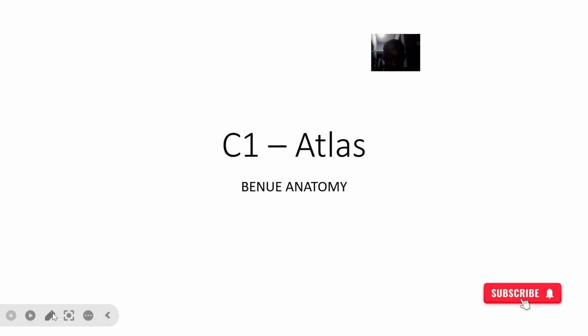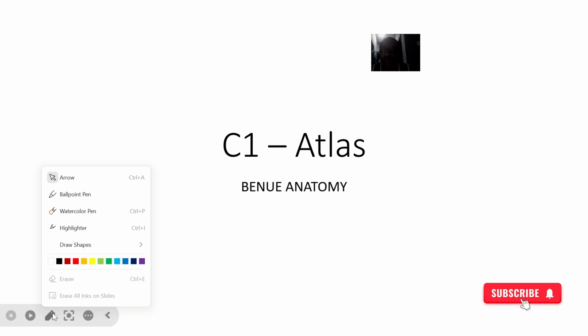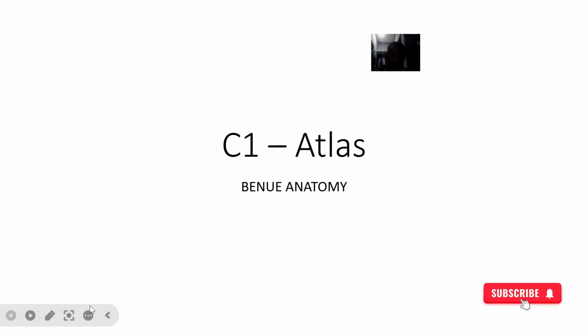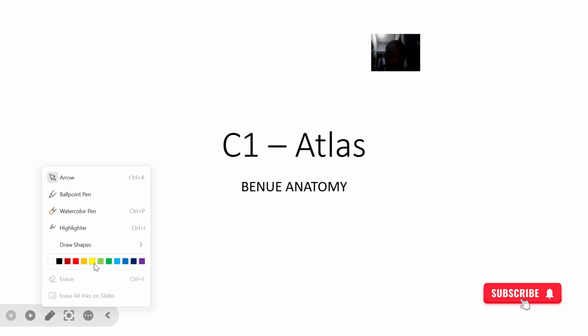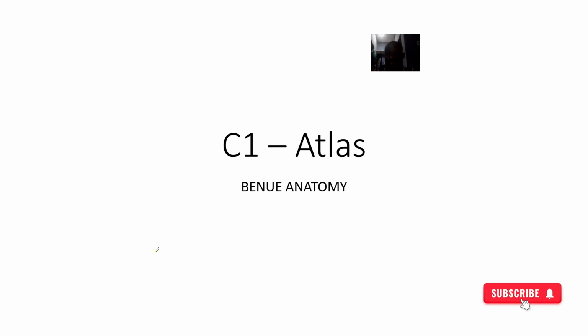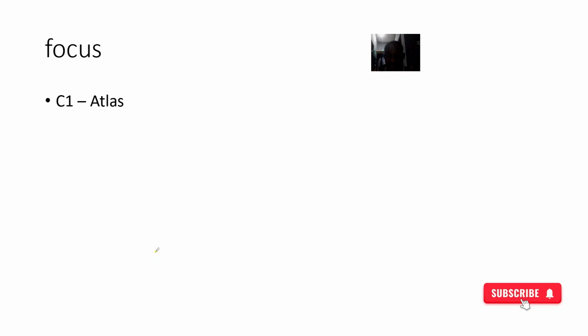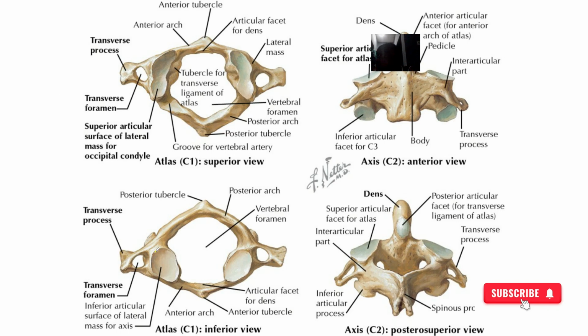Alright, so this morning I'll be talking about bones of the head and neck. That's the anatomy of the bones of the head and neck. So the first bone which I'll be looking at is what is known as the C1 atlas.